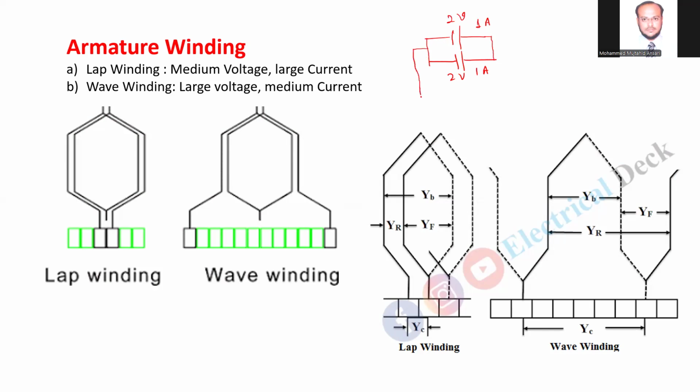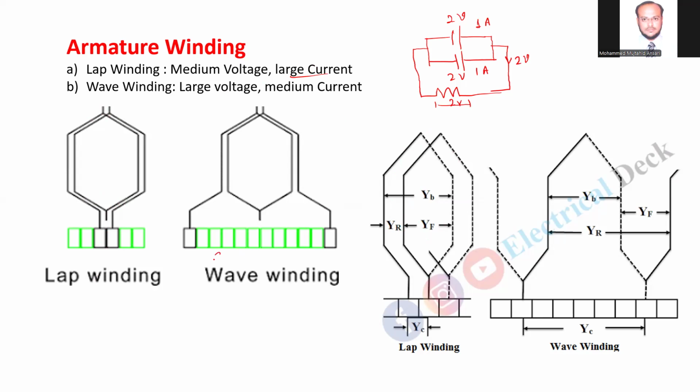Now this parallel combination is connected to some external load. So what happened? The current will be 2 ampere, whereas the voltage across the load is only 2 volt because it is connected in parallel. Similarly, in the lap winding, a number of conductors or coils are connected in parallel to obtain a large amount of current and medium voltage. So this is the diagram of lap winding. A number of coils are connected in parallel to the commutator segment.